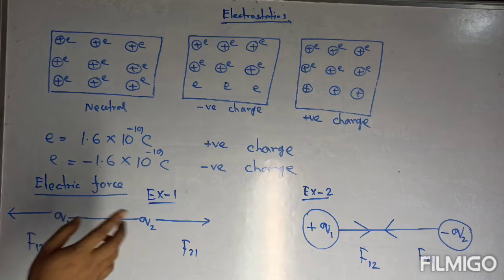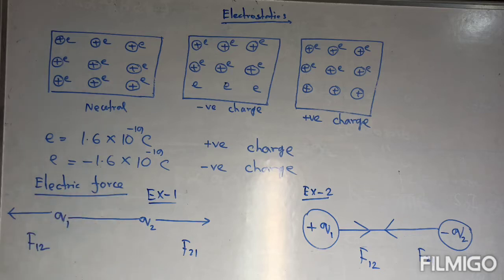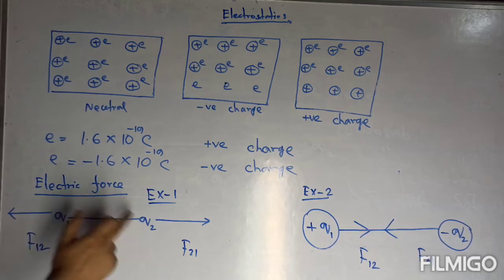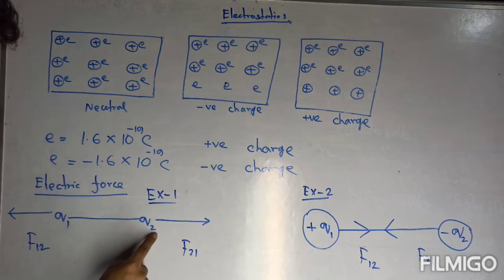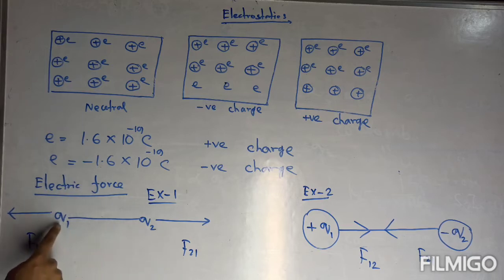Next is electric force. What is the meaning of electric force? Look, there are two charges, one is Q1, another is Q2. Here both are positive charges. We have taken two positive charges. First charge is Q1 and second charge is Q2. So will they apply an attractive force or a repulsive force? They will apply a repulsive force on each other. So Q1 will apply a repulsive force on Q2, that is denoted by F21. That means the force applied on Q2 by Q1, and Q2 will also apply a force on Q1.